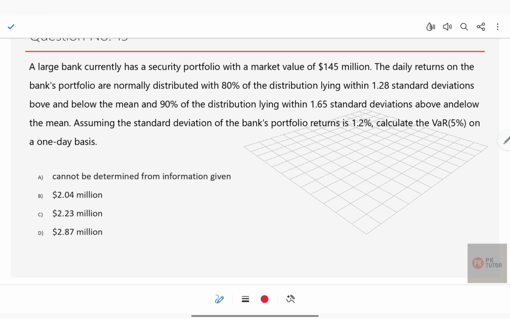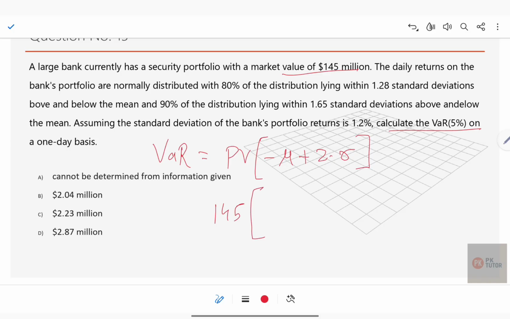This first chapter is basically on VAR, and you should be very clear, because already in Part 1 we have studied how to calculate VAR. In this one also, assuming the standard deviation, calculate the VAR. Again we have to calculate the VAR. They have not given which type of VAR is to be calculated. We'll start with the formula: VAR is equal to portfolio value times minus mu plus z times sigma. A large bank currently has a market value of 145.